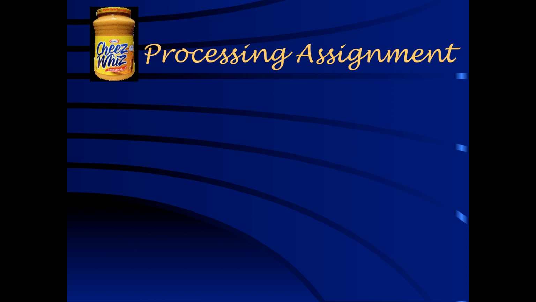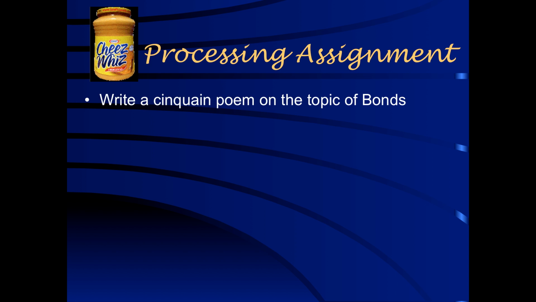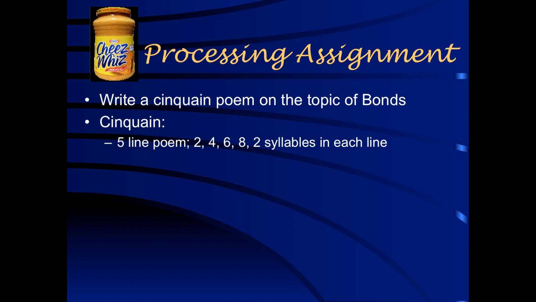All right, welcome back. So that was the big information about our bonding. So I would like you to do another processing assignment. Why don't you do one of those cinquains again? Remember, a cinquain is a 5-line poem, not worrying about rhyming, but more about syllables. So in the first line, there's 2 syllables. In the second line, there's 4. And then it goes 6, 8, back to 2.